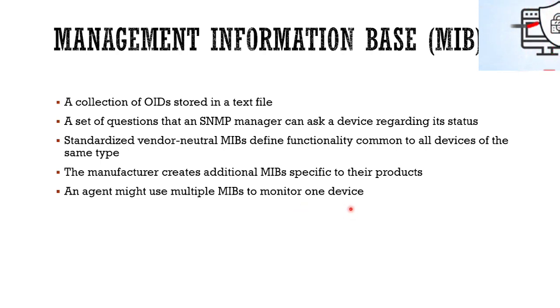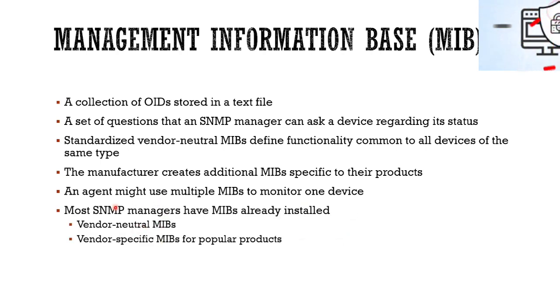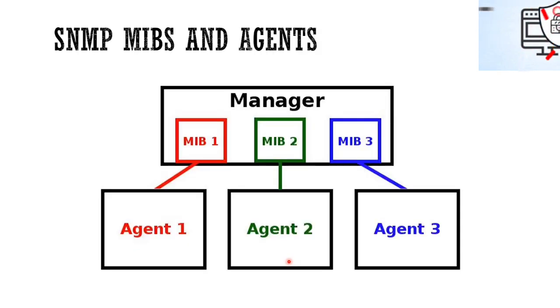So here's an example. I've got a manager that has all these different MIBs loaded. It goes and talks to device number 1 and asks questions out of MIB 1. It goes to device number 2, asks questions out of MIB 2, same for 3. And quite honestly, maybe the next device might use 2 of these MIBs, just a few questions from this and a few questions from that. But typically 1 MIB per device type.